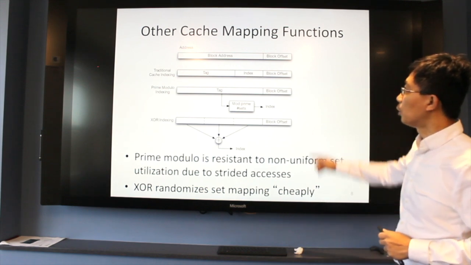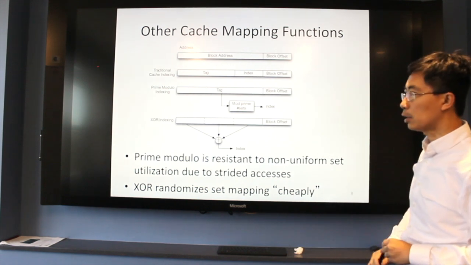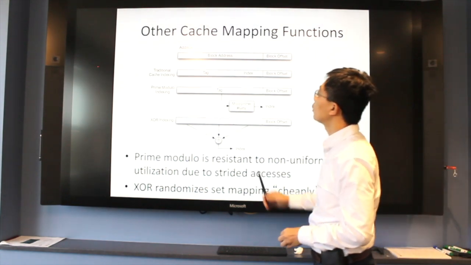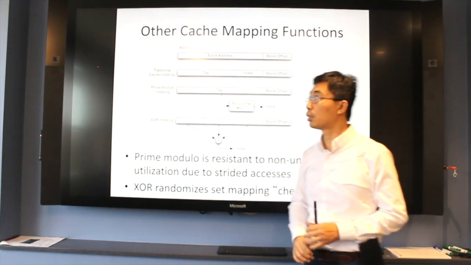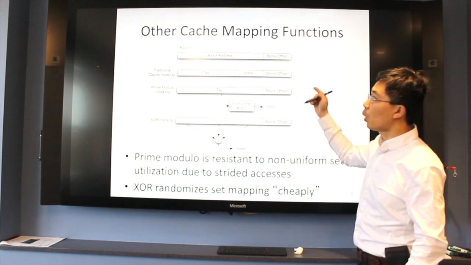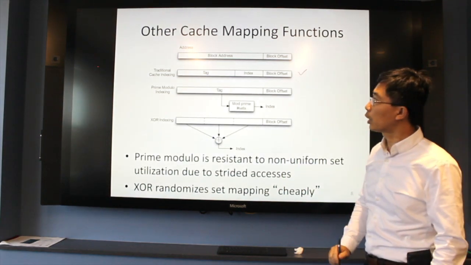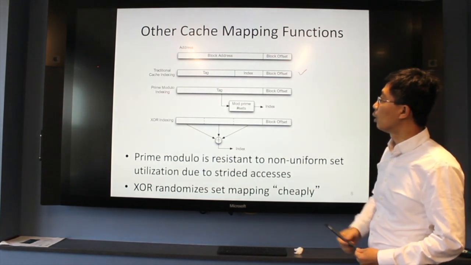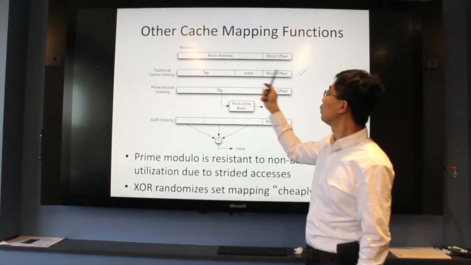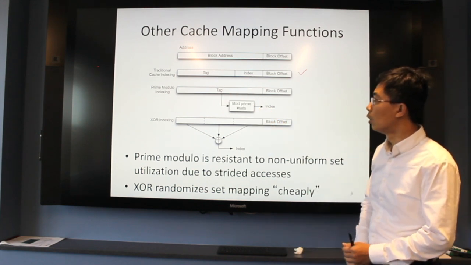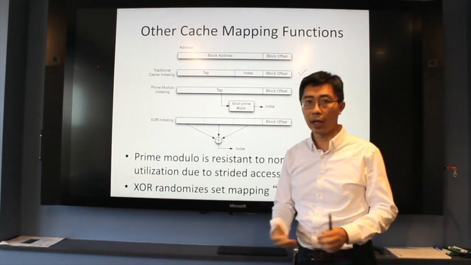All right. So these are an alternative view of cache indexing. There are other cache mapping functions that are possible. The one I showed on the earlier slide is traditional cache indexing, where you split the address into block offset, index, and tag. There are other ways to index a cache.